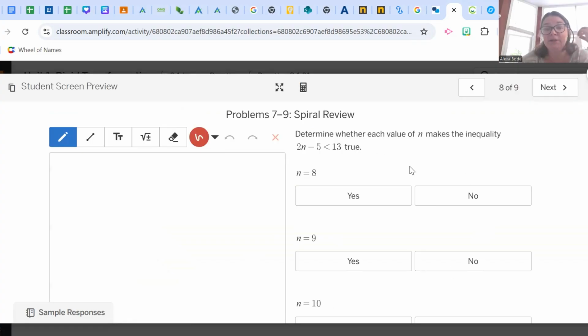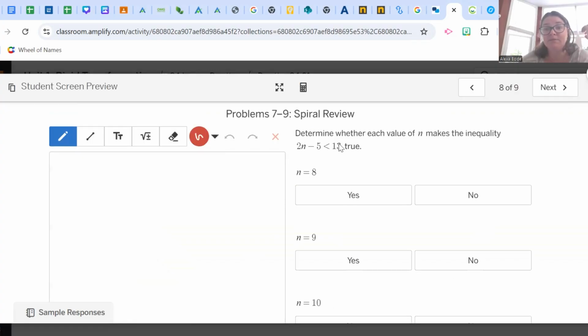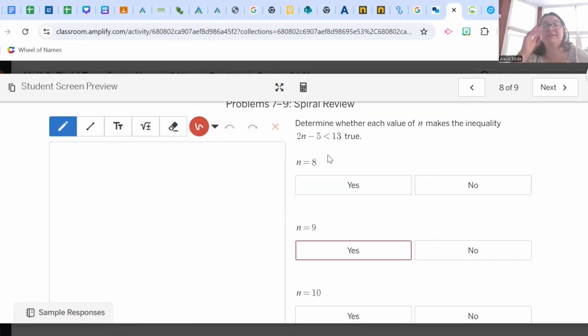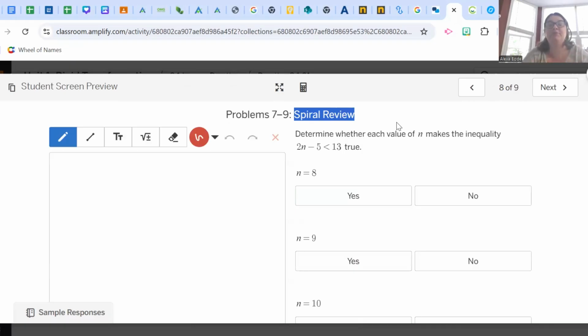Then this problem here, problems 7, 8, and 9. It says a spiral review. It's a review from last year in 7th grade. So it's asking you, can n equal 8? Can n equal 9? Can n equal 10? Based off of this inequality. So answer this problem, use this space or scratch paper if you prefer doing it on paper instead of in the drawing area. I want to see how well you remember your inequalities from 7th grade.